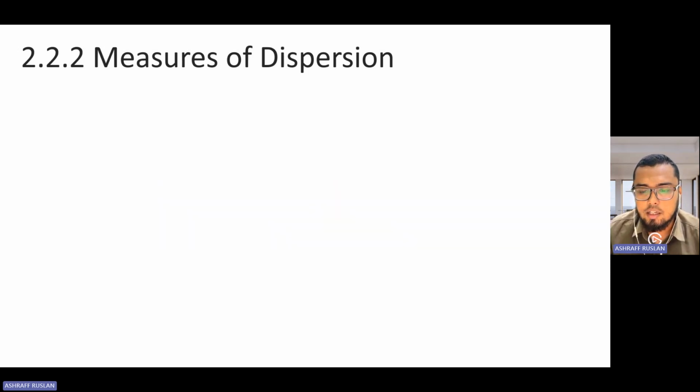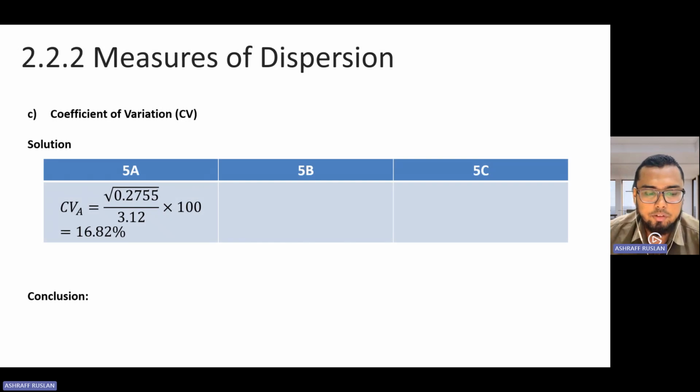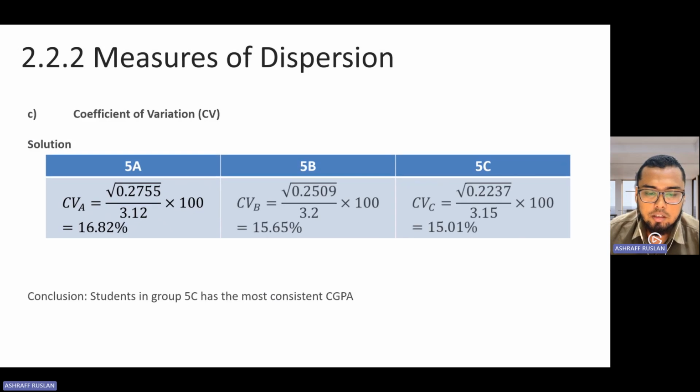So kalau variance nak pergi ke standard deviation, we just square root the value. That's why lah kita dapat kat sini square root of 0.2755. Kalau diberikan standard deviation, terus gunalah. So bila kita dah bahagi, darabkan dengan 100. Similar to 5B and 5C.